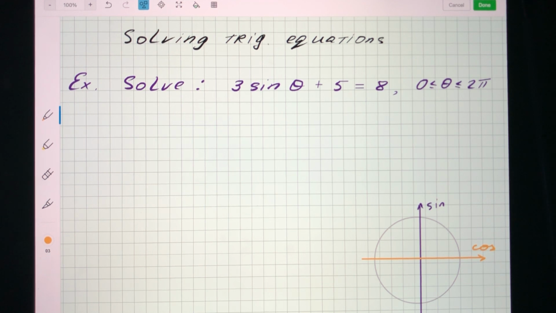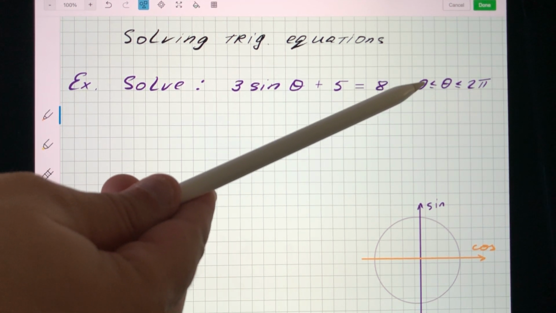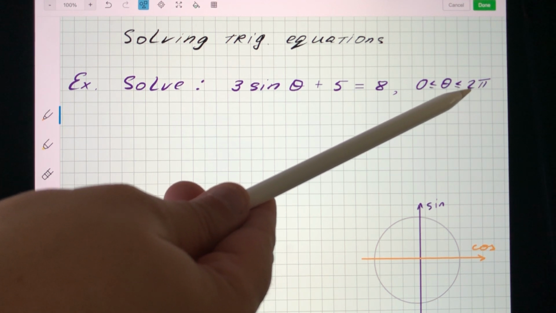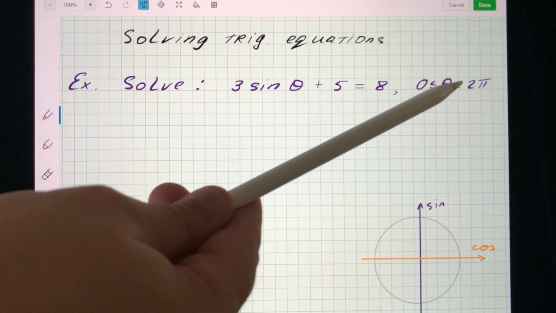Now, because trigonometric functions are periodic, they go on forever and ever. That means there are often many solutions, infinitely many solutions, unless somebody restricts our domain to some other interval. So in this example, we are restricted from 0 to 2 pi. So from 0 to 360, 2 pi is 360 because pi is 180 degrees. So this is one rotation around the circle.